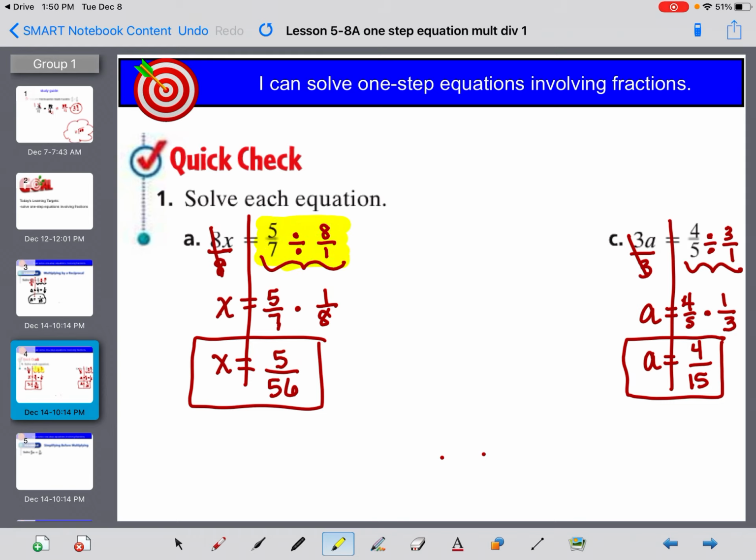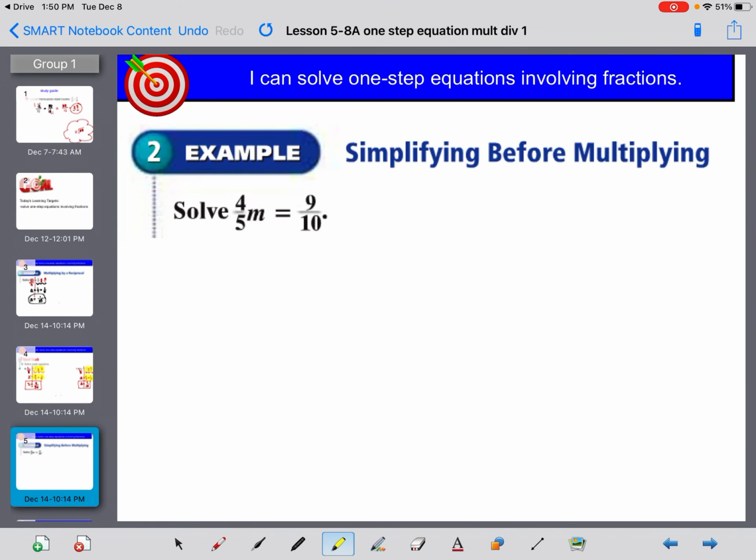Now, I want you to note that, do you see that I did not try to change this to multiplying by the reciprocal here in this first step? I wrote it divided by 8 or divided by 3. Then I wrote it as multiplying by the reciprocal. Keep those as two separate steps because that is where a lot of errors and silly mistakes are made. Now, what about if I have a fraction coefficient like this one? Do this problem in your notes along with me.